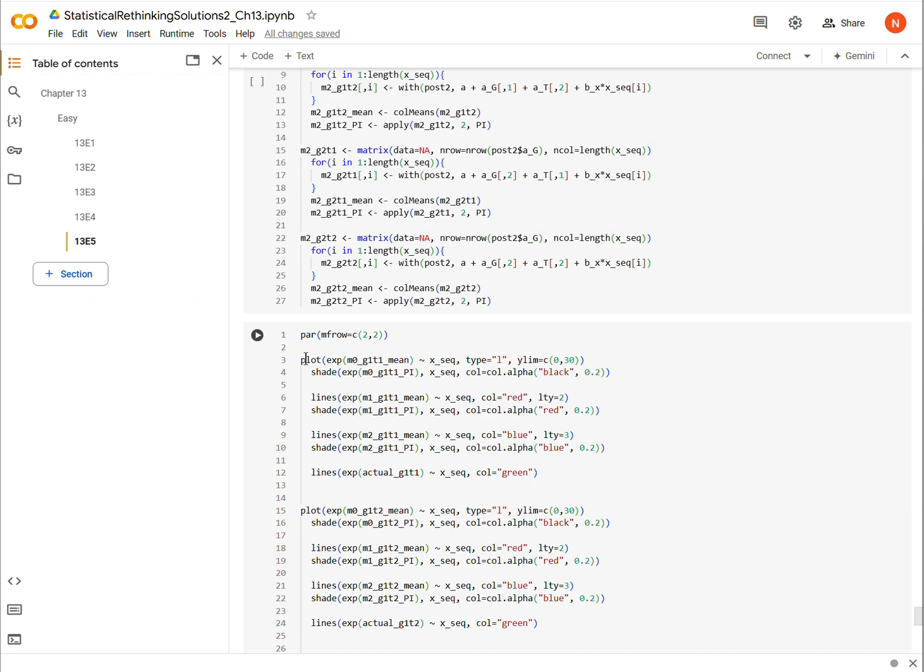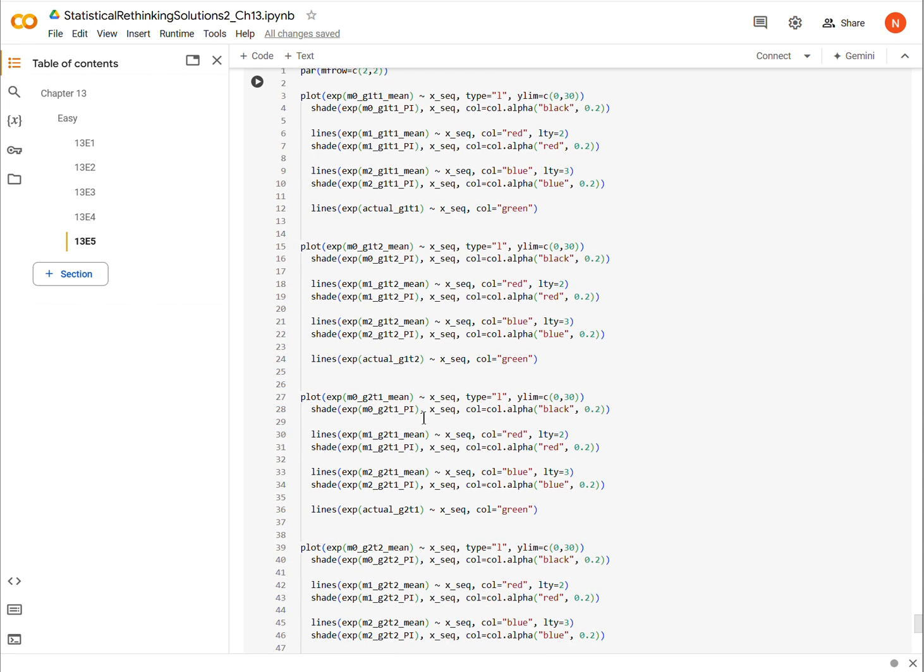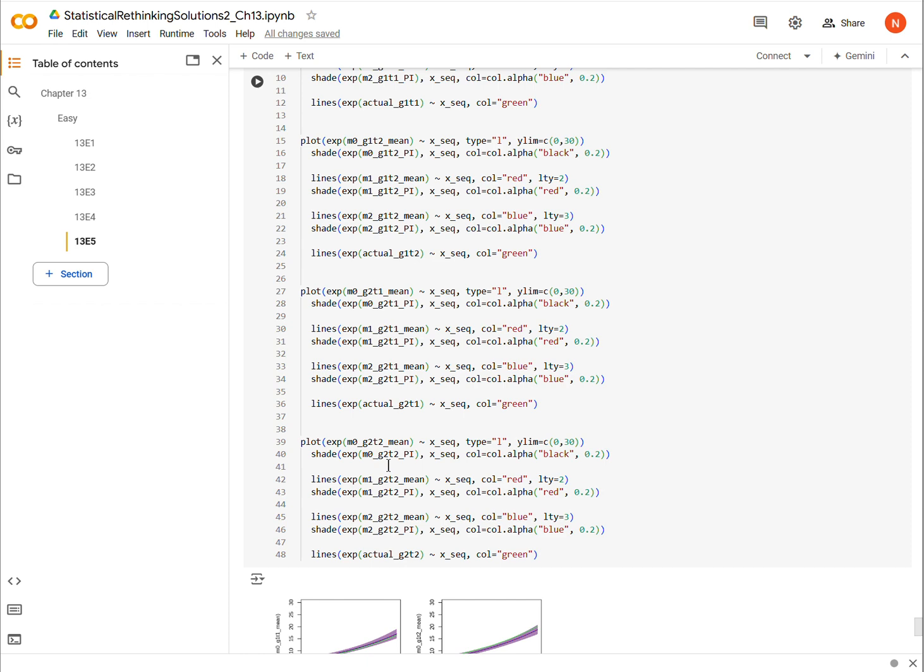Okay, so notice that the first plot for model 0, the overparameterized model, is going to be color-coded in black, and it's going to have its own probability intervals, credibility intervals plotted. Okay, and then for M1 that will be red, and then for M2 that will be blue, and then I'm plotting the hard-coded expected values in green. So I do that for all 4 conditions: G1 T1, G1 T2, G2 T1, G2 T2.